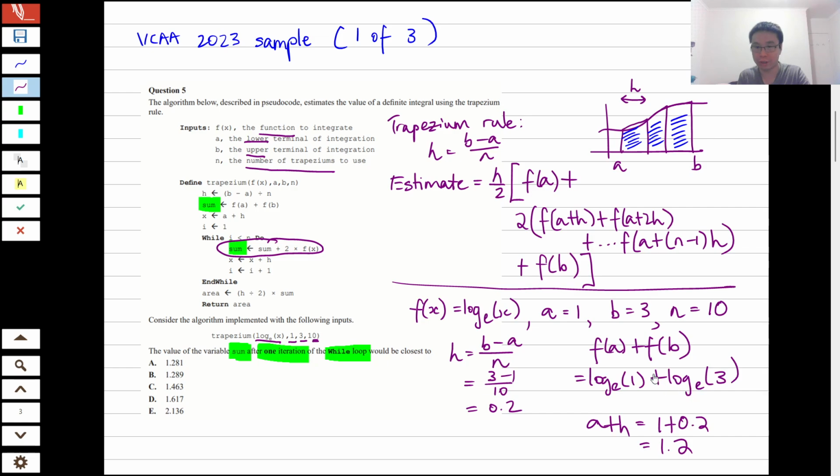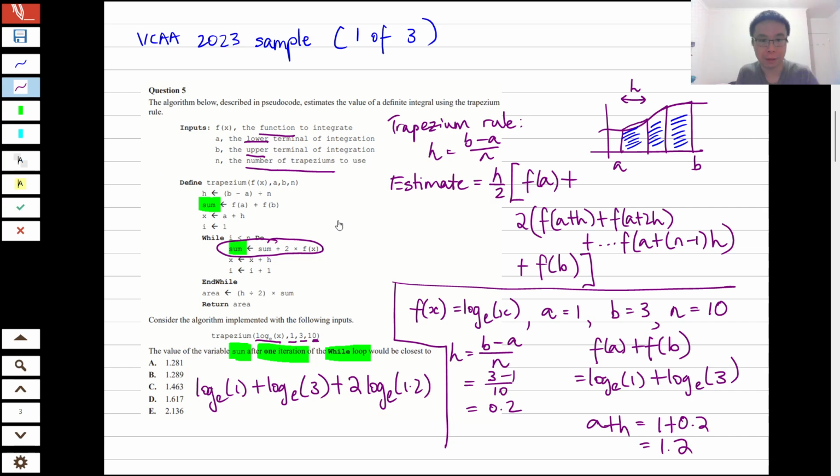We've already got this stored in the value for sum. And now we're going to add 2 times f of the value of x which we stored, which was a plus h. So our final value is going to be log of 1 plus log of 3 plus 2 times log of 1.2.